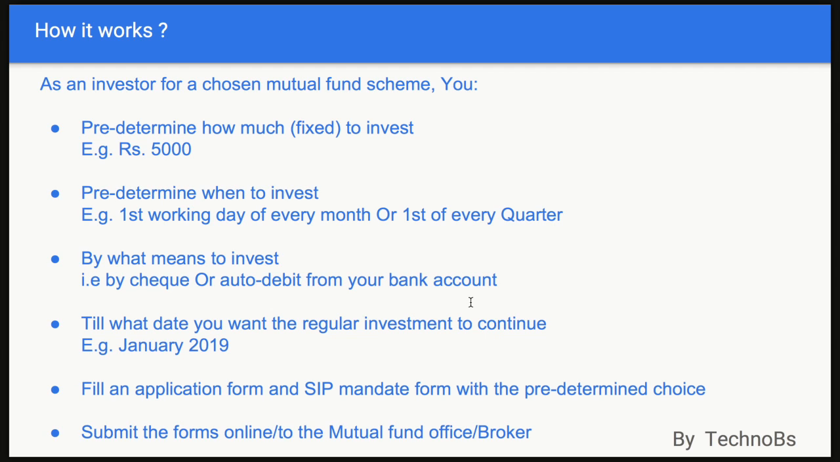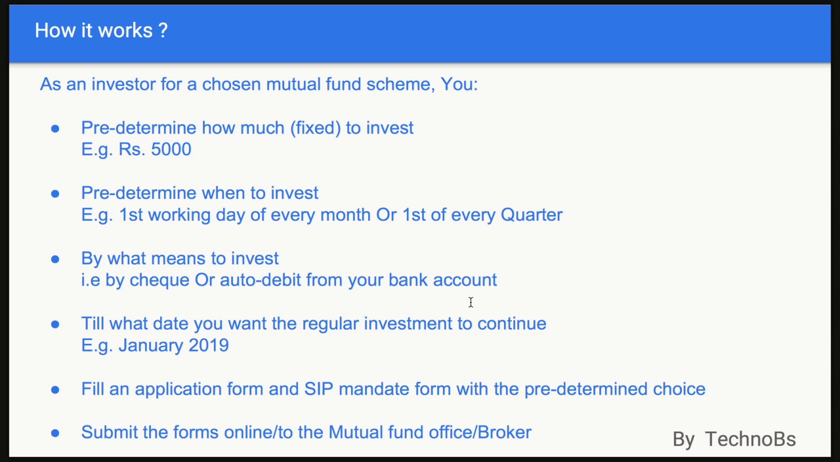Along with that, you also fill in a SIP mandate form with the predetermined amounts and dates that you planned, and then submit these forms either on the mutual fund company website, or at their branch, or through a broker or advisor. It's that simple. Once you submit these documents, on the first working day of the next month, if you have chosen auto debit mode, that 5,000 rupees is auto debited from your account directly and then invested into that scheme.